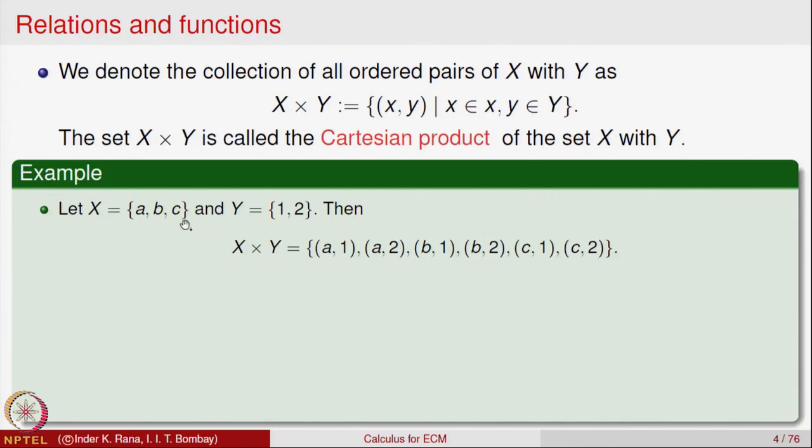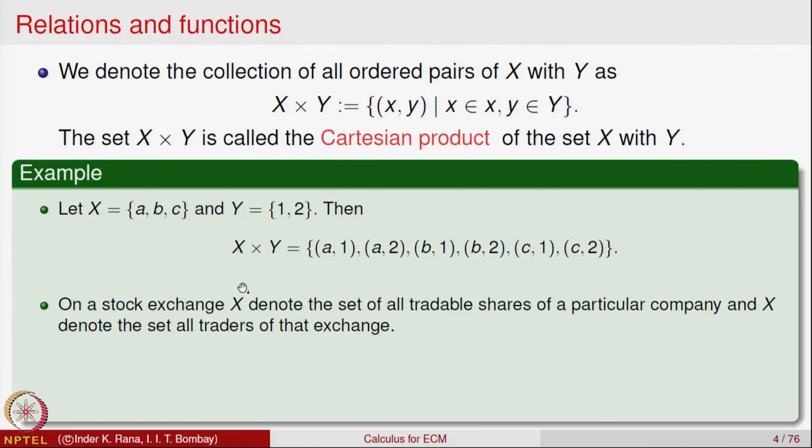So, for the set X with elements A, B and C, and the set Y with elements 1 and 2, the set of all ordered pairs X cross Y consists of these elements: A comma 1, A comma 2, B comma 1, B comma 2, and C comma 1 and C comma 2. So, there are 6 elements in the Cartesian product of X with Y.